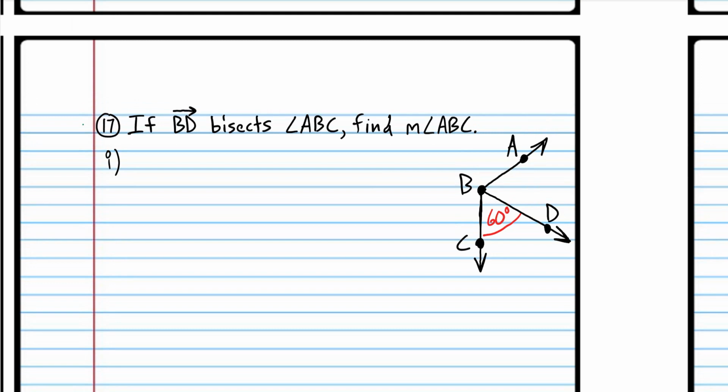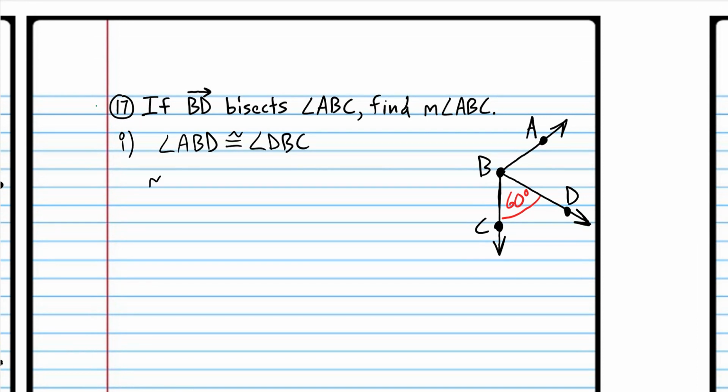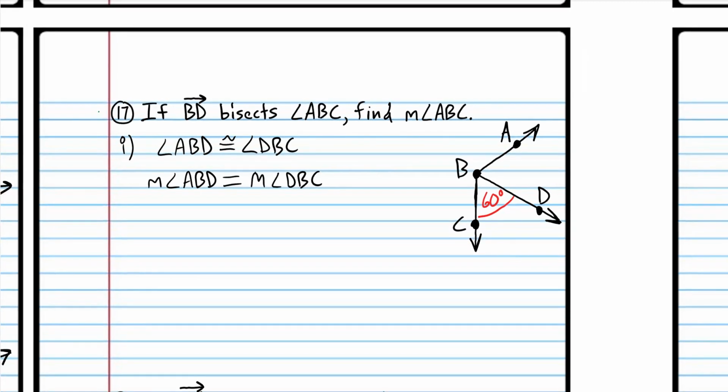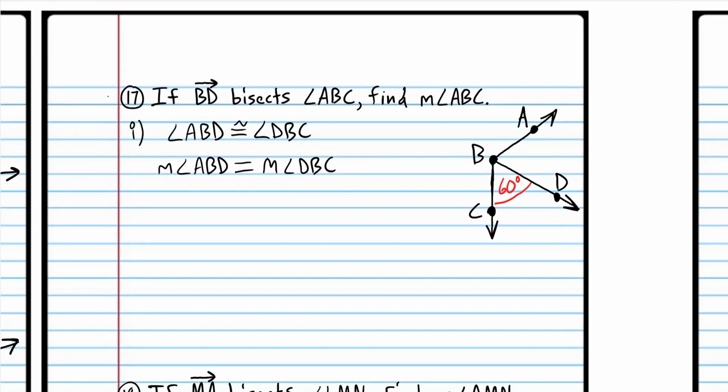But to show the work, we're going to say that angle ABD is congruent to angle DBC. Make sure the B's are in the middle. And that's because we're told that ray BD bisects angle ABC. Now, by definition, if the angles are congruent, that means that the measures of the angles are equal. So we know that angle CBD, this angle here, we can also call it DBC, that's 60 degrees. So that means we just found the measure of angle ABD.